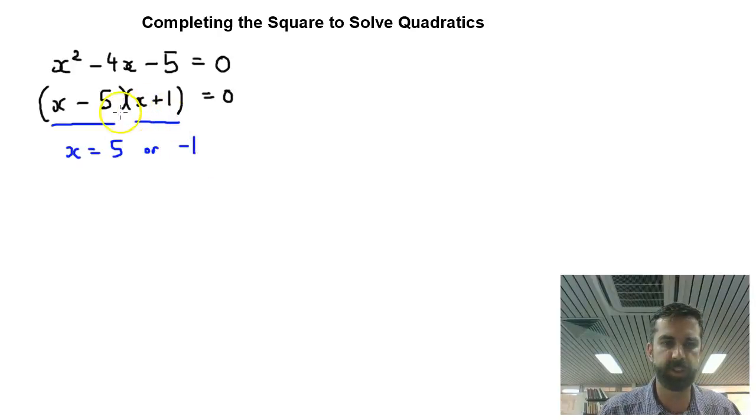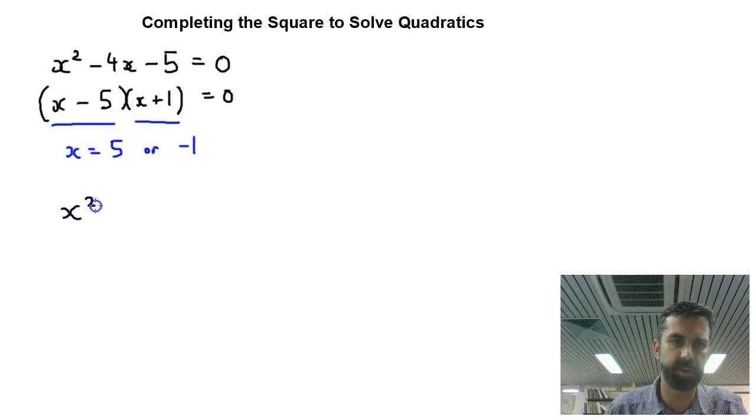And as some of you have said, that's kind of like the opposite of the number here. If it's negative 5, this is positive 5. If it's plus 1, this is negative 1. So what happens when we get a quadratic that we can't solve by factorization?